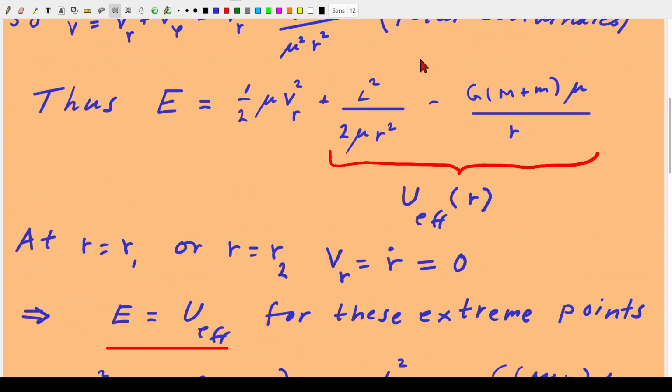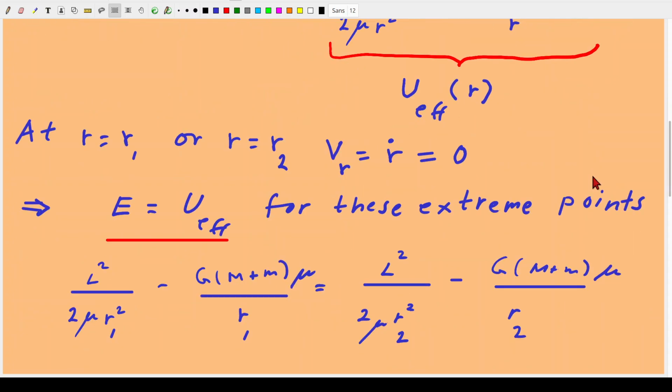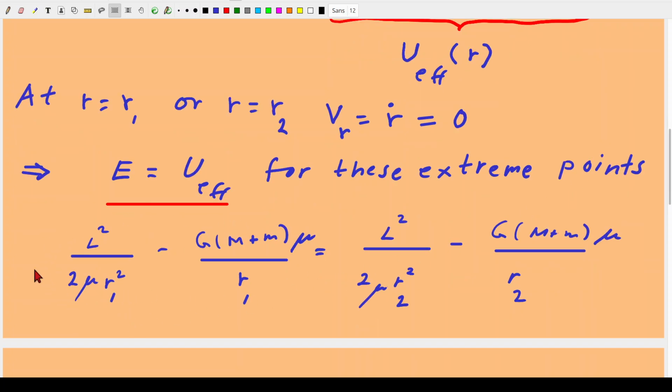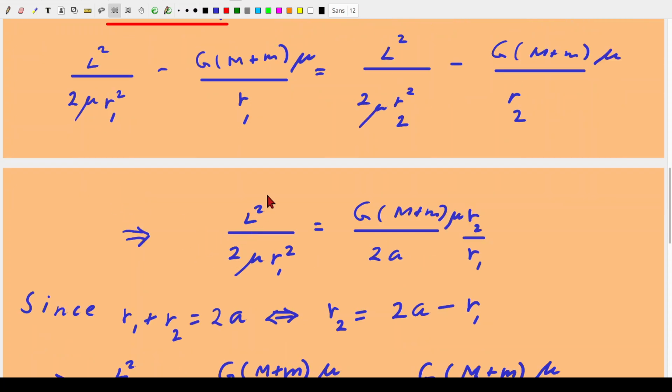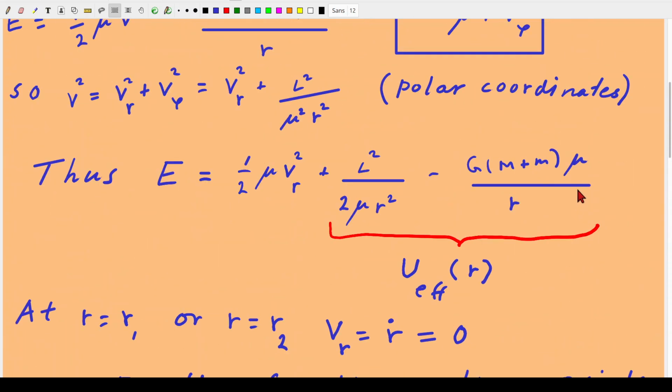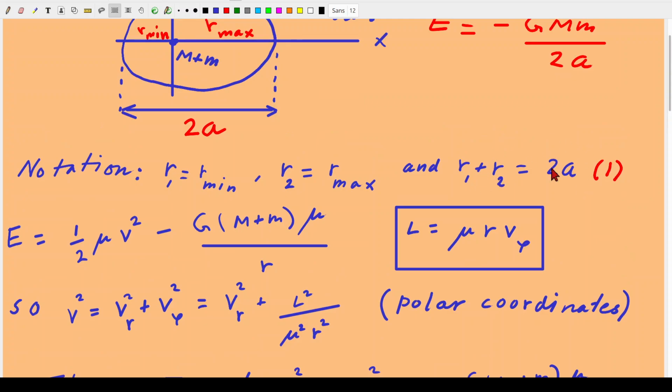And then we put in r equal r1 and then r equal r2. And since energy is conserved, energy is a constant, this must be fulfilled for this problem. This one must be equal to this one for the two extreme distances r1 and r2. If you mathematically manipulate this equation, you will find that it will be like that. And then it's time to use equation 1, r1 plus r2 equals 2a.